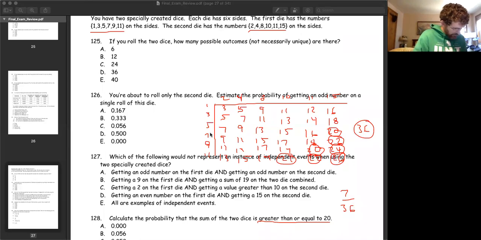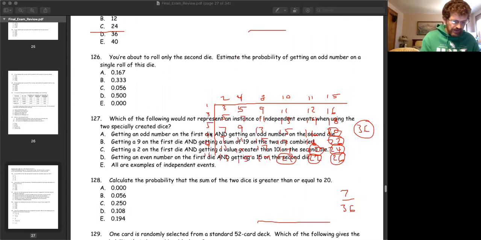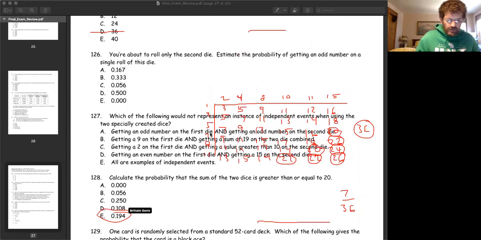So there we go. It's 0.194, which is E. All right.